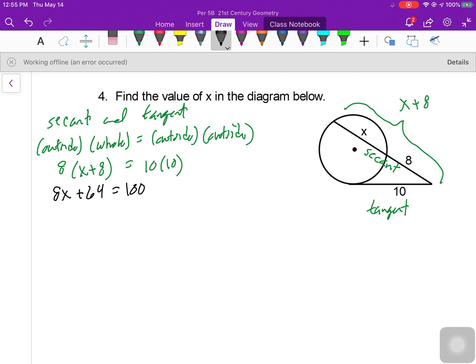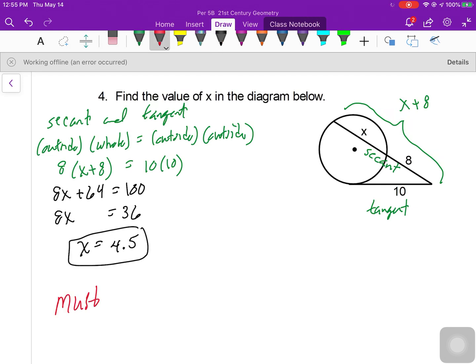Okay, let's go ahead and work this one out. So when I distribute the 8, I have 8x plus 64. 10 times 10, of course, is 100. We'll subtract the 64. We get 8x equals 36. We divide by 8, we get x equals 4.5. And x was all they asked us to find.